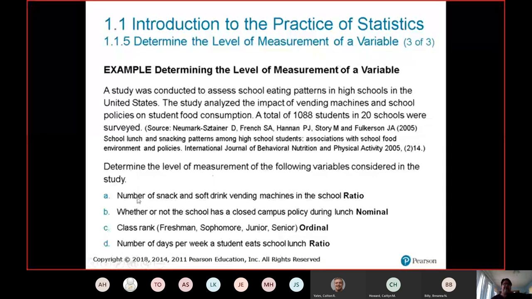Number of snack or soft drinks in a vending machine. Ratio. Why? Because if there's zero snack or soft drinks in the vending machine, what does that mean? It's freaking empty. Whether or not school is closed, that's nominal. True or false is usually nominal. Whether or not, yes or no, that's usually nominal. These are good test questions. Class rank, that's ordinal. You know that. Dang old 386 out of 388. Dang old, I'm not going to talk about that. Number of days per week a student eats school lunch. That's poor old Horatio.